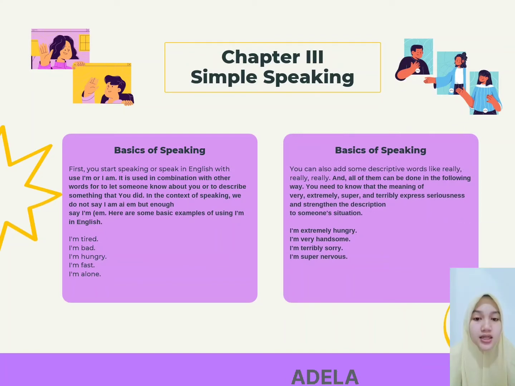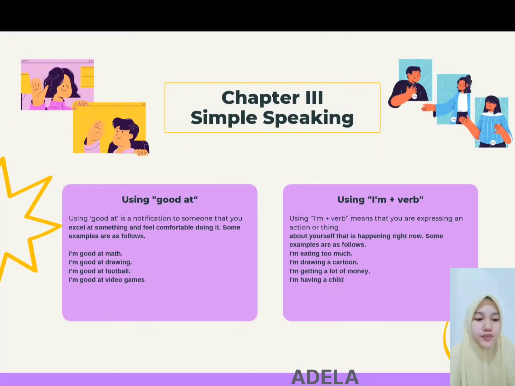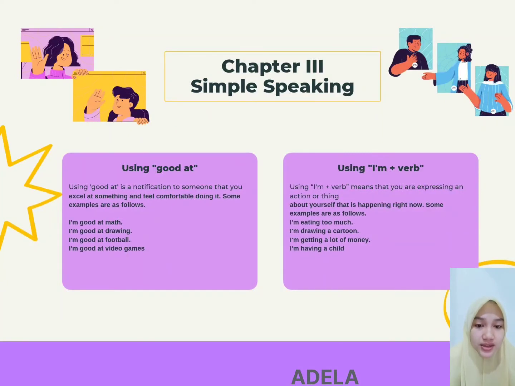Chapter 3, simple speaking. Using "good at". Using "good at" tells someone that you excel at something and feel comfortable doing it. Some examples are as follows: I'm good at math, I'm good at drawing, I'm good at football, and I'm good at video games.